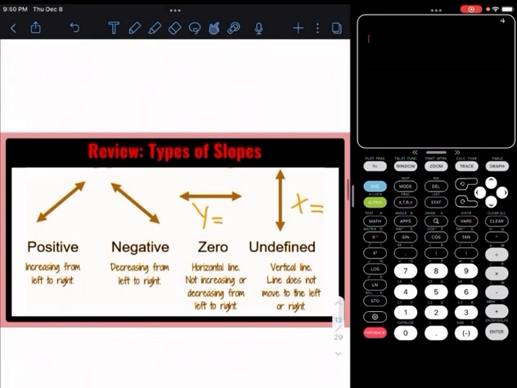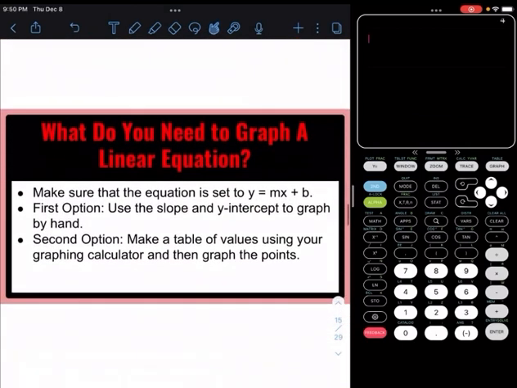All right, let's try this now. What do you need to graph a linear equation? First and most important thing is you need to make sure that your equation is y equals mx plus b. This is what we learned how to do in the last lesson where we rearrange the equations. Now our first option is we could then use the m and the b to graph it by hand. Or our second option is to make a table of values, which we can do using our graphing calculator, and then we can plot those points.